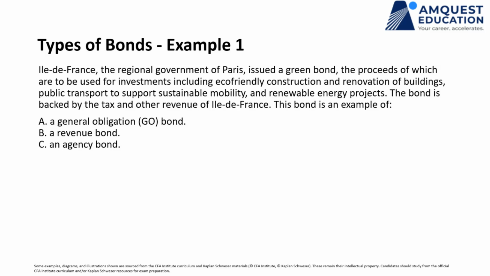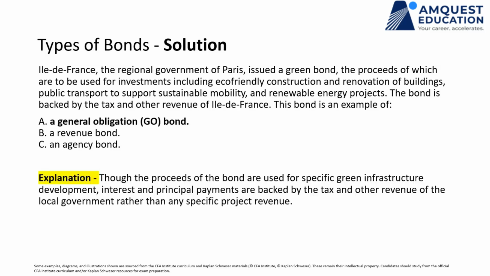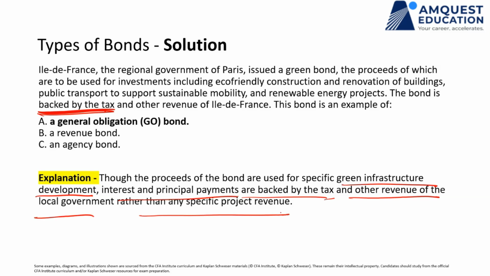Now, please remember this will fall under a general obligation bond. Though the proceeds of the bond are used for specific green infrastructure development, interest and principal payments are backed by the tax, right? Because you are backed by the tax and other revenues of the local government rather than any specific project revenue. So therefore, we are saying it's a general obligation bond.